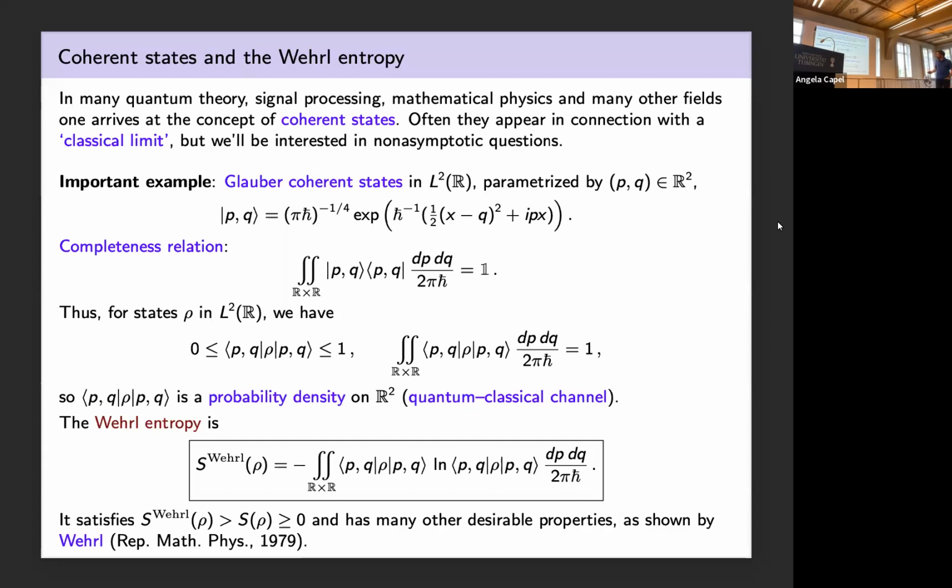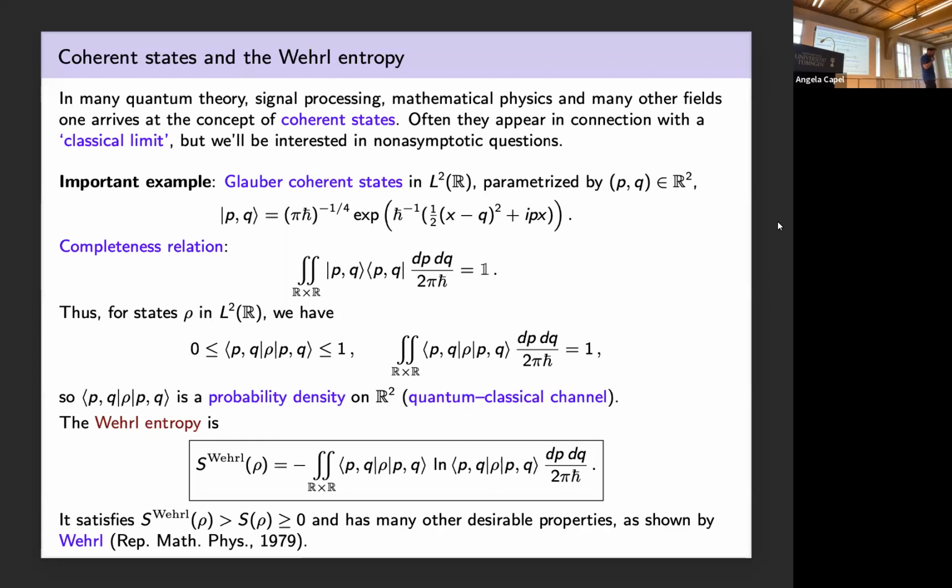So these states parameterized by p and q are the Glauber coherent states, and they satisfy this completeness relation. It's a continuum of states, and they are sort of like a basis, except that there are way too many. This is not hard to prove. It's essentially just the Cauchy-Riemann theorem.